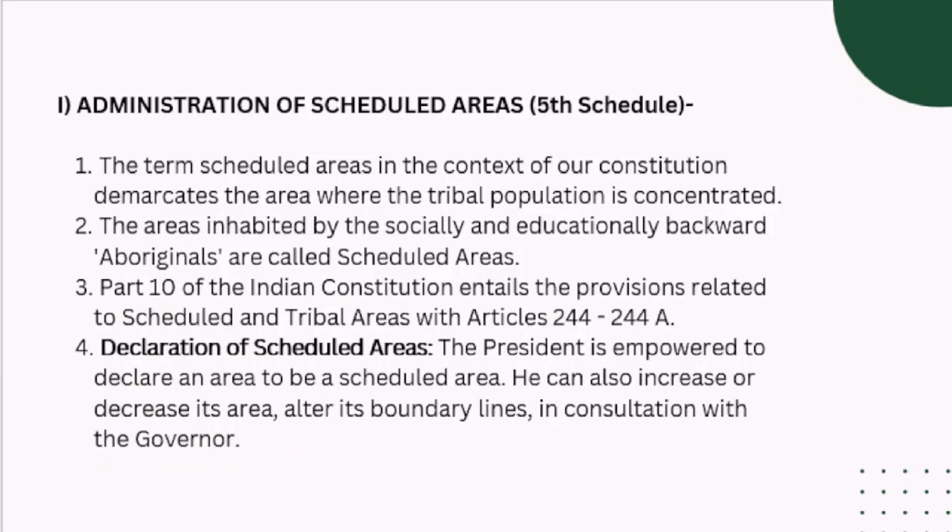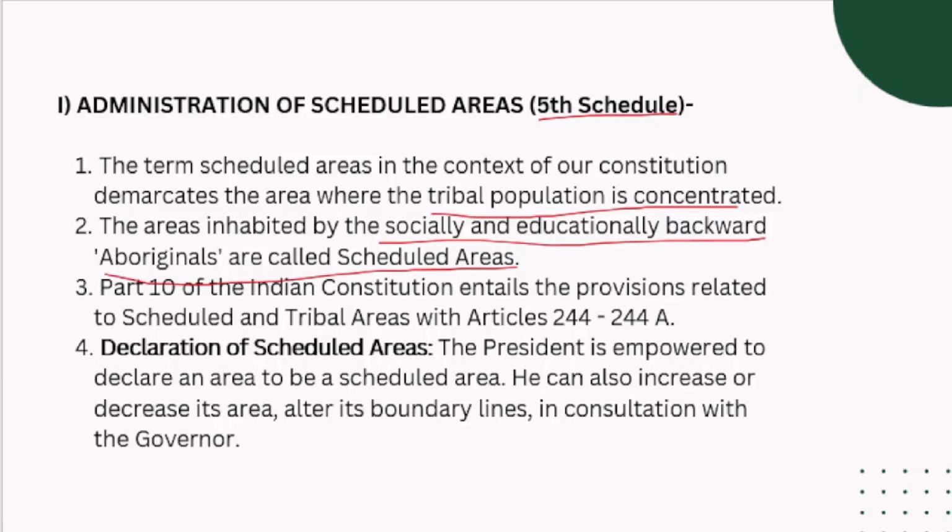Now let's see the administration of scheduled areas in the 5th Schedule. The scheduled areas in the context of the Indian Constitution demarcate areas where the tribal population is concentrated. These are the areas where the tribal population is in the majority or has a significant presence. The Constitution identifies these areas to ensure their specific needs and rights are addressed. The second point says the areas inhabited by the socially and educationally backward aboriginals are called scheduled areas. The term aboriginals means the tribal communities who are socially and educationally backward and require special governance measures for their upliftment.